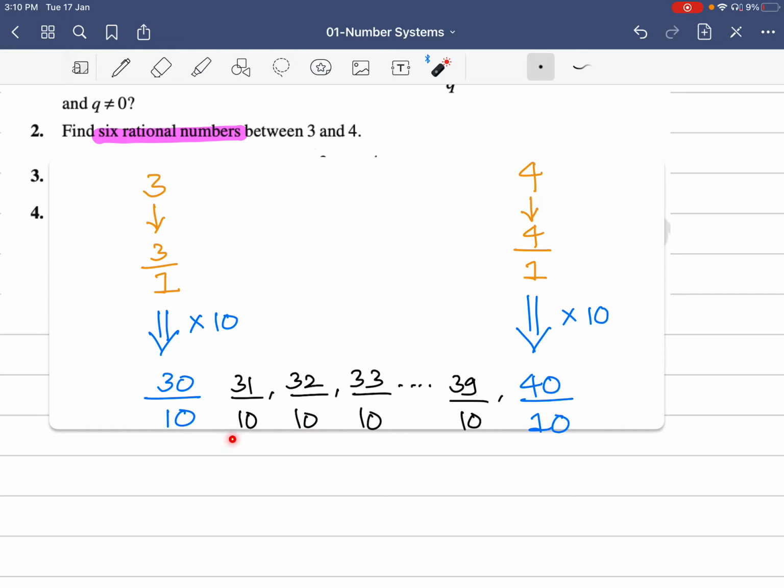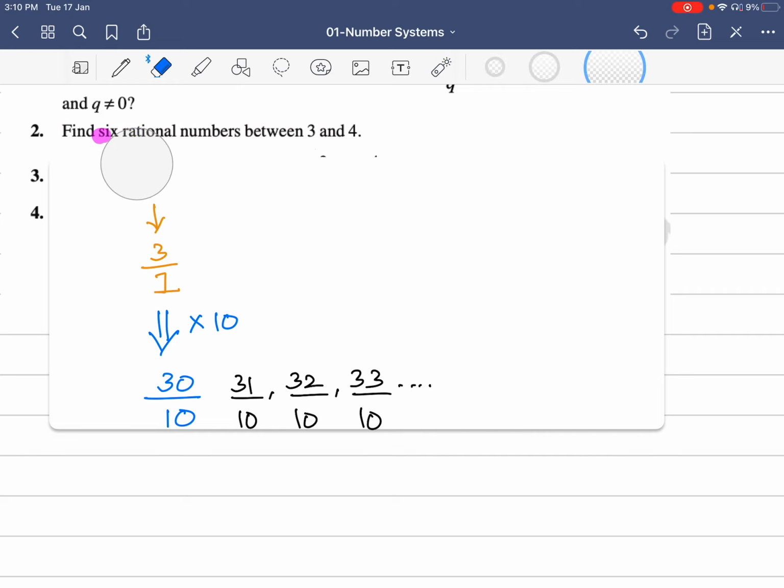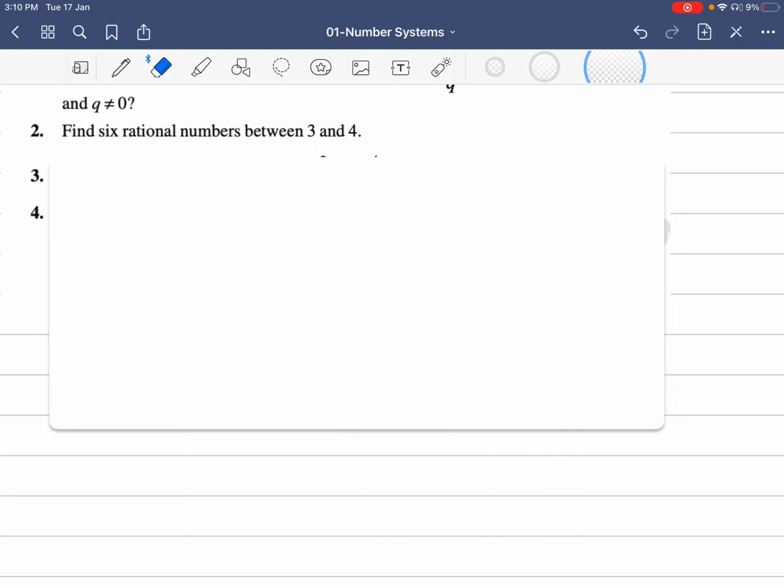Out of this set of rational numbers, we can pick out any 6 and that will be our answer. Any 6 of those rational numbers will be between 3 and 4. So that is the answer to our question. So let's quickly get rid of this and we'll move to question number 3.